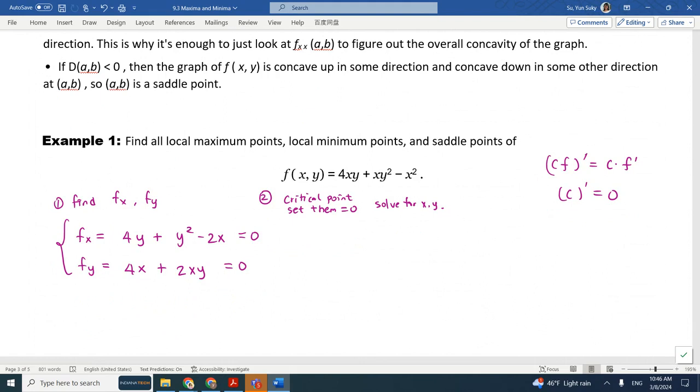Because x is a number, x stays here. The derivative of y squared is 2y. You can move it too. In f of x, why did x become 1? Because the derivative of x is 1, and then the y squared is like a number.